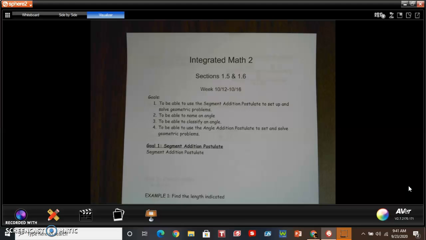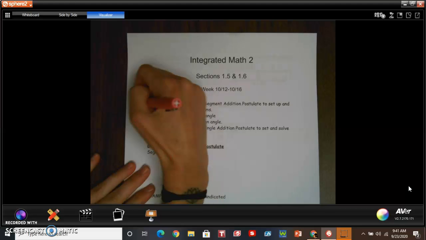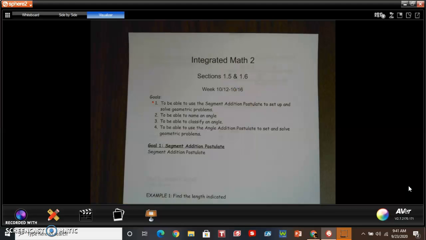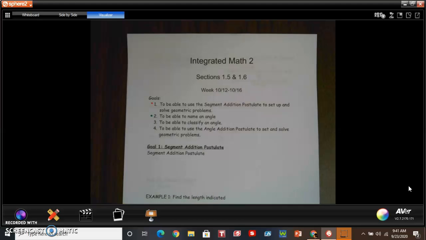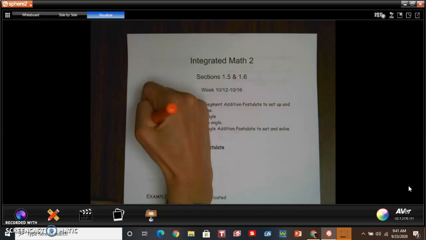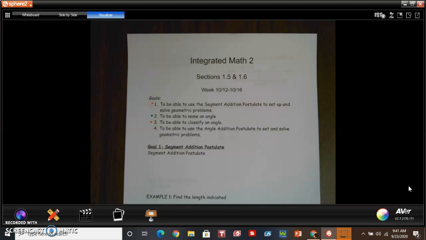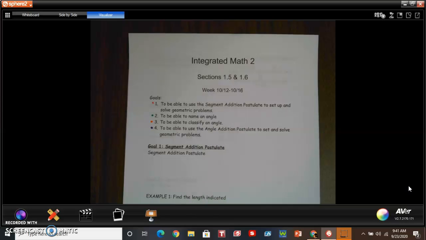So we have 4 goals that we're going to do this week. The first goal is we're going to be able to use the segment addition postulate to set up and solve geometric problems. Our second goal is to be able to name an angle. Our third goal is to be able to classify an angle. And our fourth goal is to be able to use the angle addition postulate to set up and solve geometric problems. All right, so starting with our segment addition postulate.